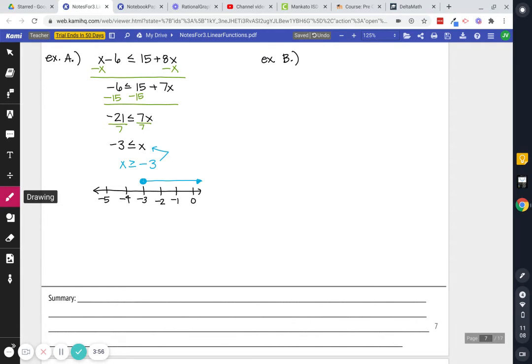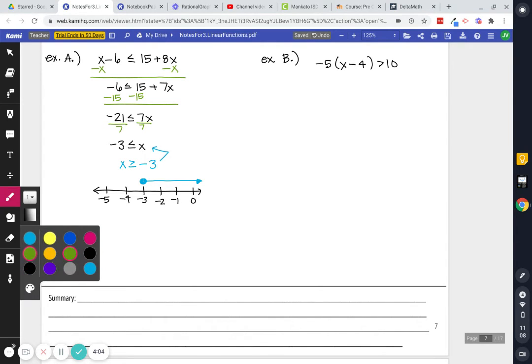Second example. Let's dabble in some distributive property here, shall we? I know I'm excited too. I'm going to distribute that negative 5. Subtract 20. And finish by dividing by negative 5.